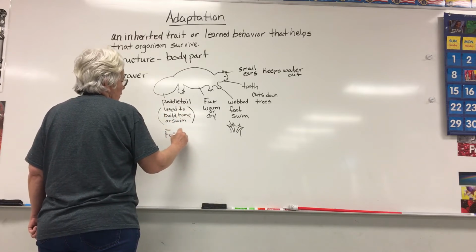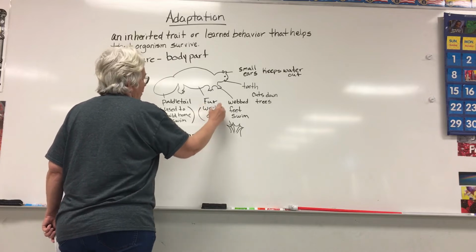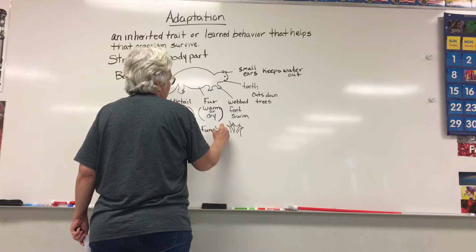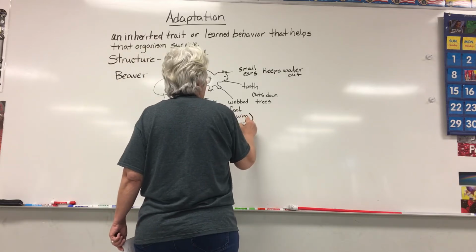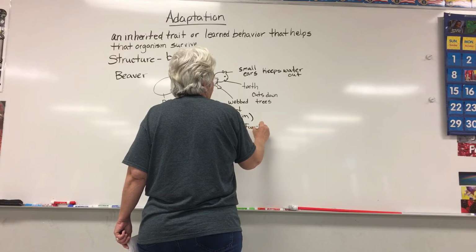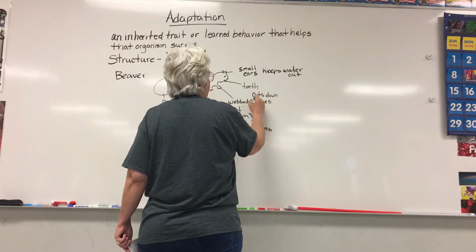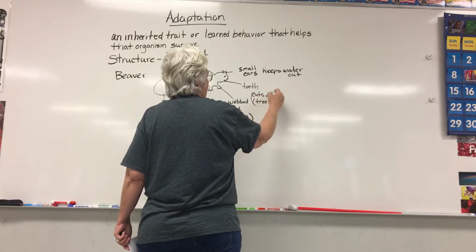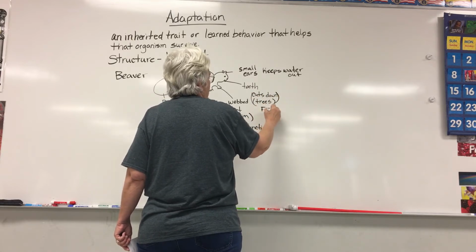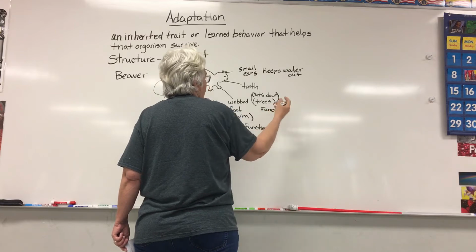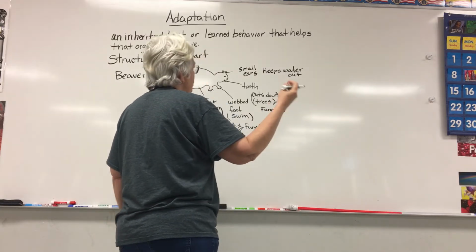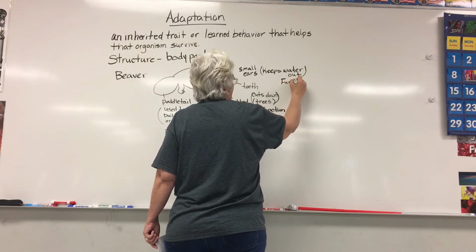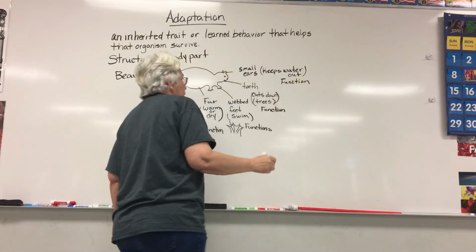Okay. And when we talk about structures, we also have to talk about its functions. Functions, meaning what is it used for? So every structure has a function. We have fingers and a thumb to help us grab things. So our fingers and our thumb are our structure. The function is to grab things. So each structure has a function.